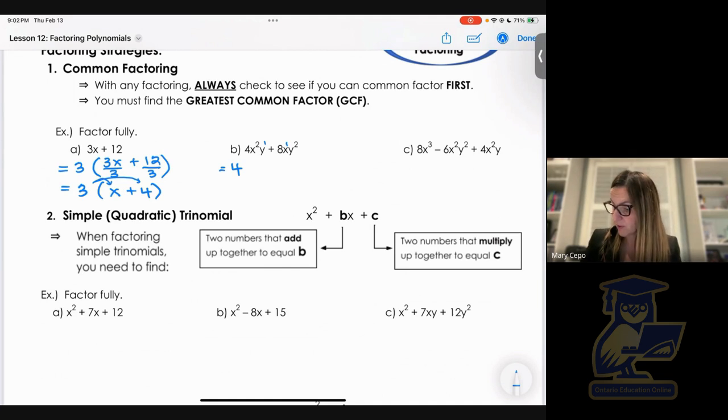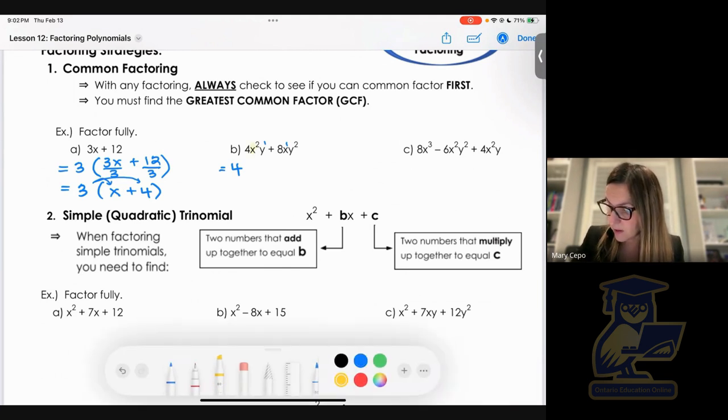Then we look at our variables. If you notice, we have x squared and x. Now, the first term has 2 x's. The second one only has 1. So the only common x is one of them. Again, it's a common factor only if all the terms have that factor. Then looking at both terms, they both have a y. So we can see we have y and y squared. Well, the greatest common factor there would just be a single y, because the first term has 1 y, the second one has 2. One of those y's is common between both.